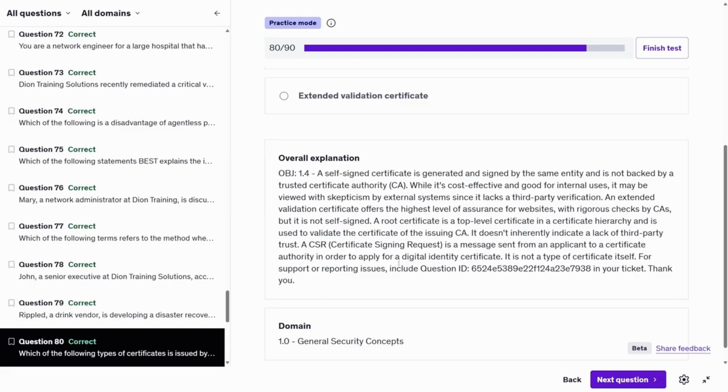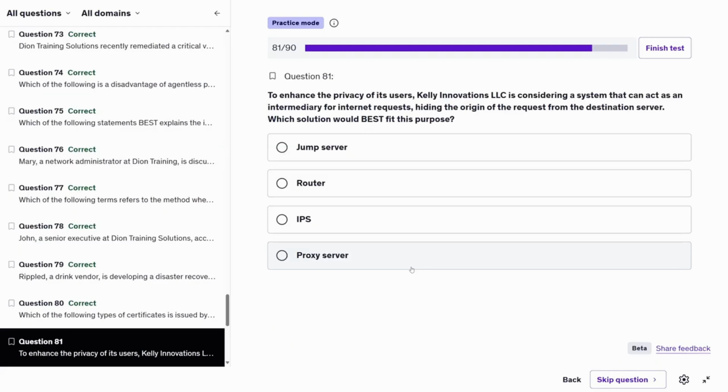A root certificate is a top-level certificate in a certificate hierarchy and is used to validate the certificate of the issuing CA. It doesn't inherently indicate a lack of third-party trust. A CSR is a message sent from an application to a certificate authority in order to apply for a digital identity certificate. To enhance the privacy of its users, Kelly Innovations LLC is considering a system that can act as an intermediary for internet requests, hiding the origin of the request from the destination server. Which solution would best fit this purpose?